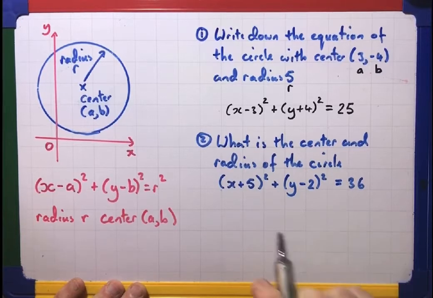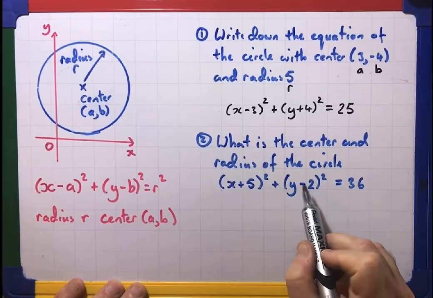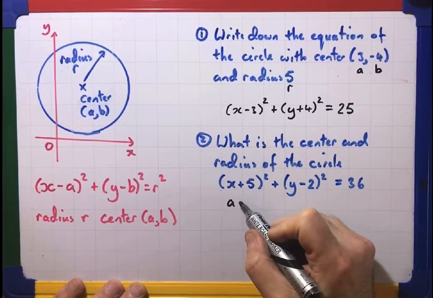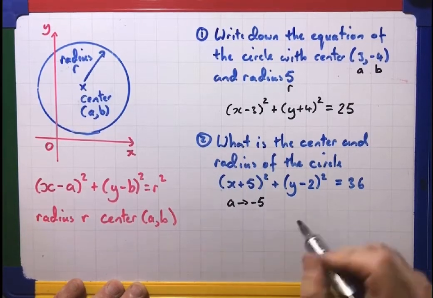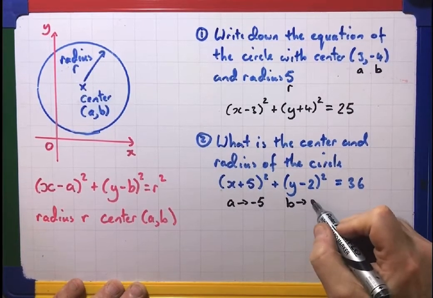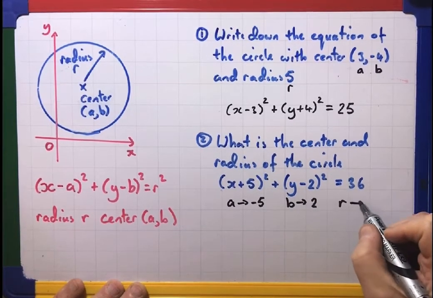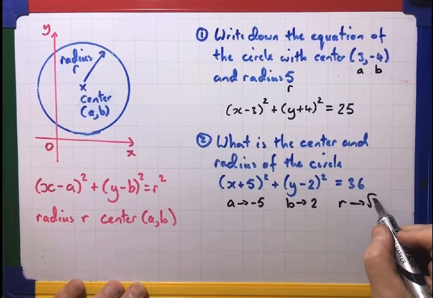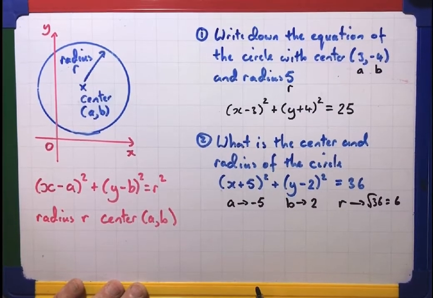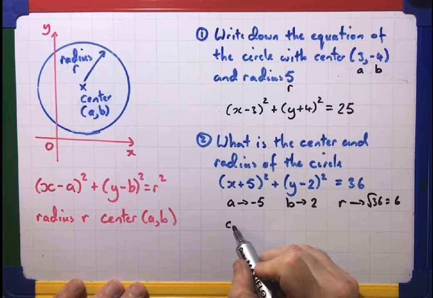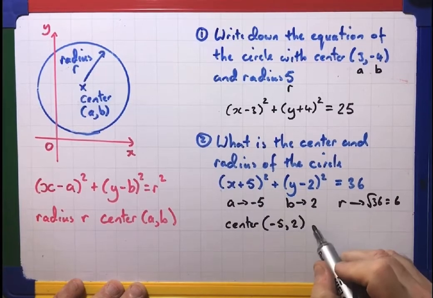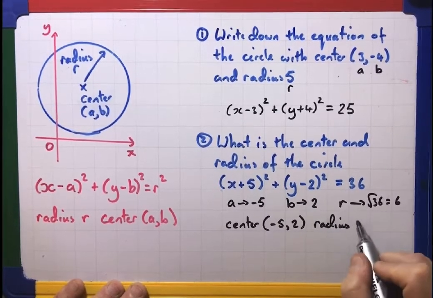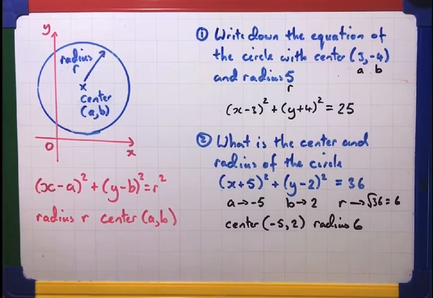Doing it the other way round, remember it's minus a and minus b, so in this case a would be −5, because minus a minus is a plus. b would be 2. r is going to be the square root of that, so root 36, which is 6. So we can say centre (−5, 2), radius 6. And that's just a basic level using this formula. We'll do a few more examples.